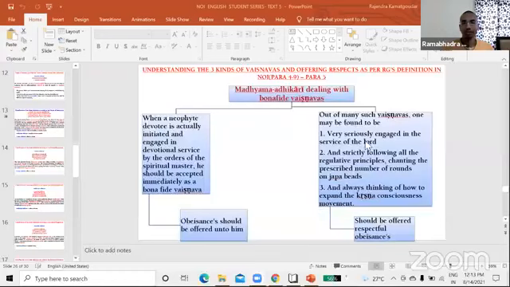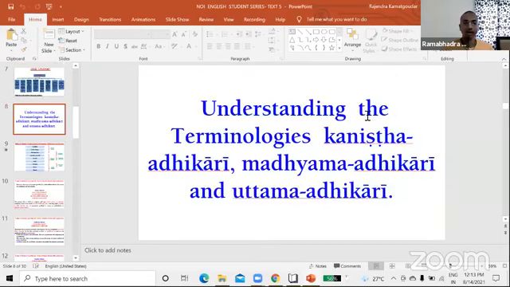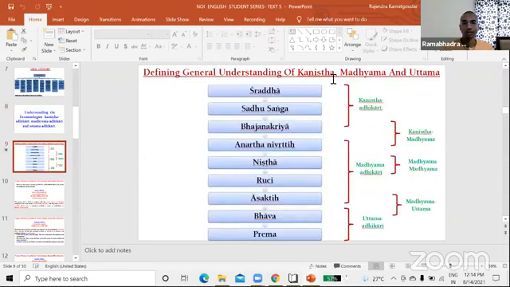And after that, we discussed the overview of the different themes in the purport to text 5. And before we went into text 5, we discussed these terminologies: Kanishtha Adhikari, Madhyam Adhikari, and Uttama Adhikari. These are not fixed terminologies. And the general definition of who is Kanishtha, Madhyam, and Uttama we saw based on the nine stages of Bhakti. And there are other finer terminologies like Kanishtha-Madhyam, Madhyam-Madhyam, Madhyam-Uttam. And within Uttam also there is Uttam-Kanishtha, Uttam-Madhyam, Uttam-Uttam.